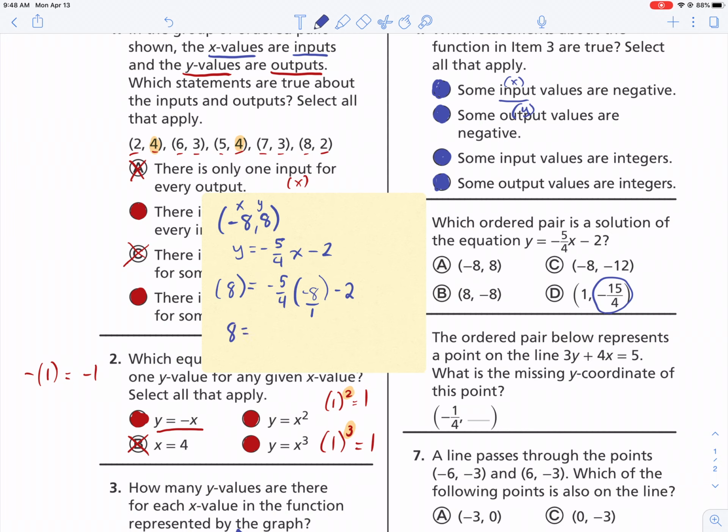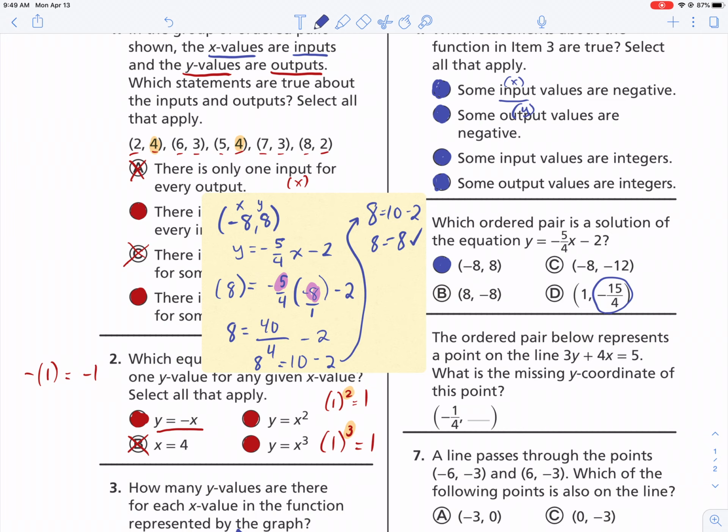So I'm going to have 8 equals, a negative times a negative gives me a positive. Then 5 times 8 is going to give me 40, and 4 times 1 on the bottom gives me 4. This is a nice one because 40 divided by 4 is just 10. So I'm going to have 10 minus 2. I have 8 equals 10 minus 2. 10 minus 2 is 8, and so we see that this one works. Okay, so A, in this case, our first one works.